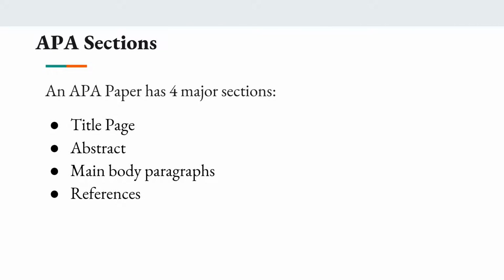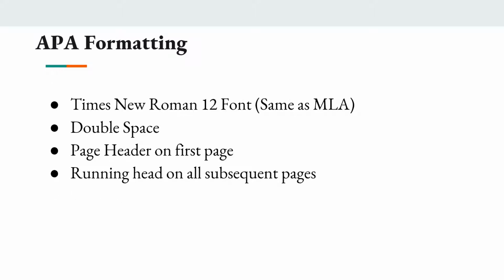APA sections. An APA paper typically has 4 major sections: a title page, an abstract, the main body paragraphs, and a reference page. APA formatting. Your paper should be formatted with Times New Roman size 12 font, double-spaced, with a page header on the first page, and a running head on all subsequent pages.